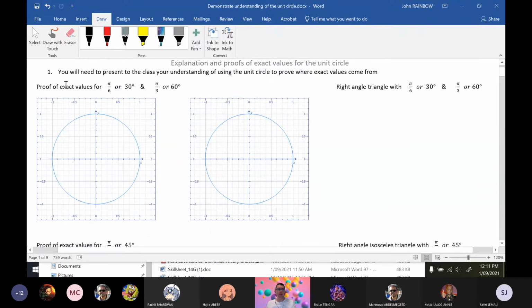The first thing we're going to look at is the proof of 30 degrees or pi on 6. So we're just going to look at it in terms of degrees. We're going to get to radians a little bit later on. And basically, let's get into radians first.